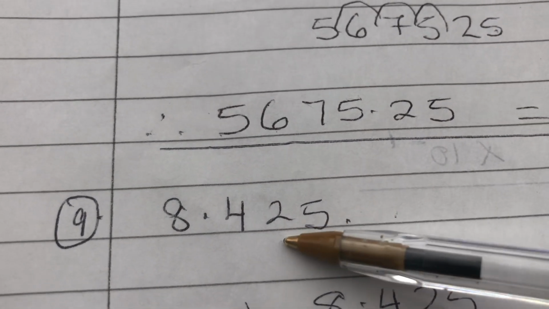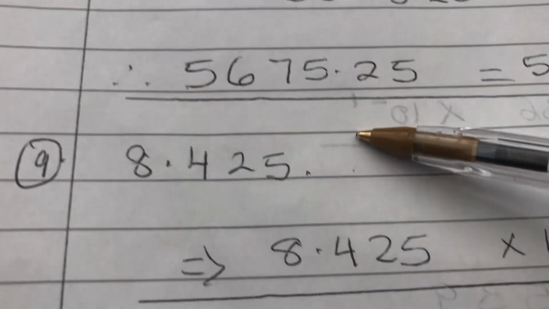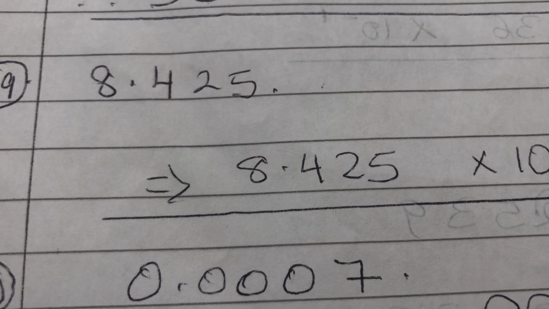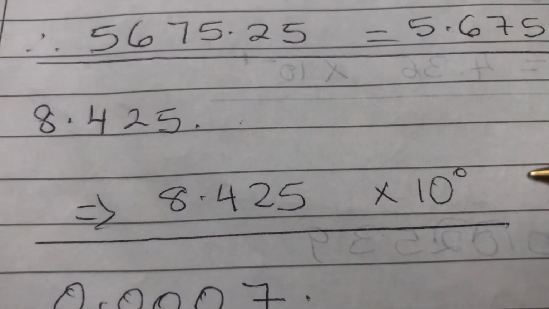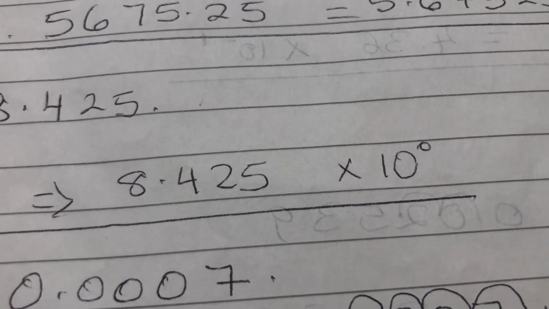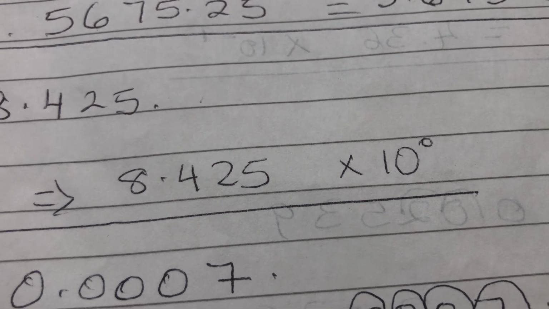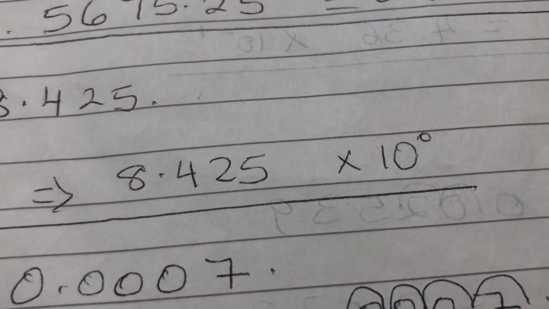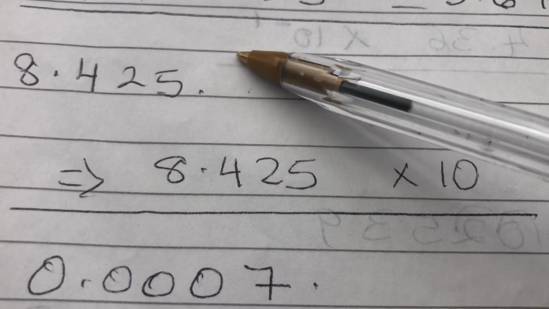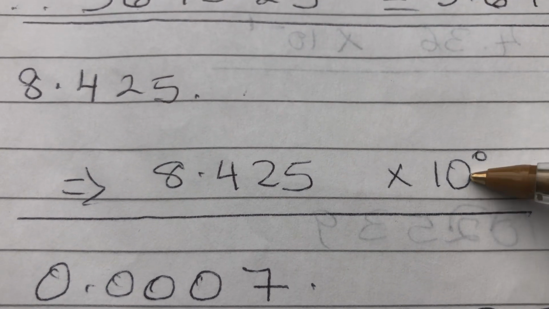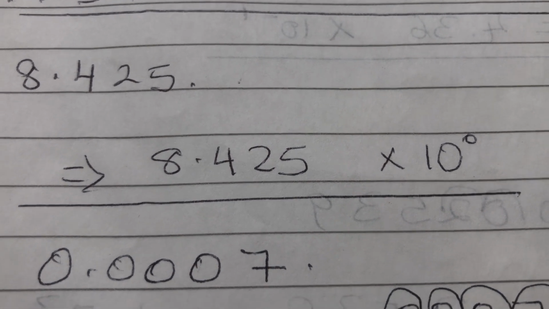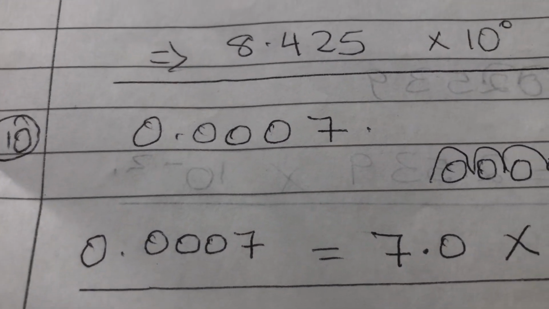9. 8.425 to the standard form. 8.425 is already there, but we need to add 10 to the power something. Here there's no movement, so we'll have to add 10 to the power 0. 10 to the power 0, I said in other videos, equals 1. So actually, we haven't done anything to the number. But to put it in the standard form, there should be a 10 to the power something. Okay. Now let's look at another example.